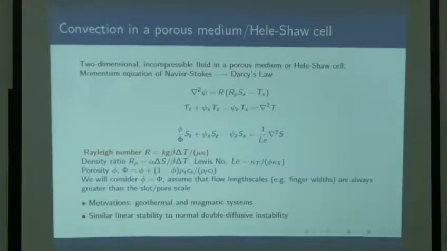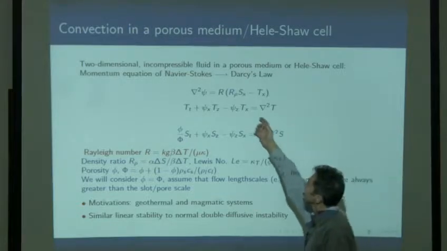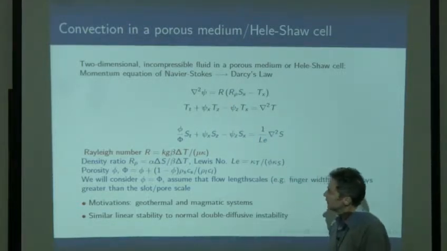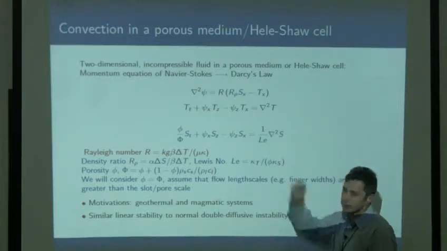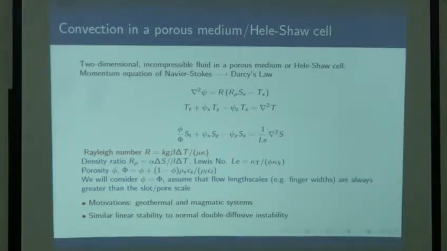Okay, so we've got a couple of parameters that we've seen several times already. There's a Rayleigh number, a density ratio, and a diffusivity ratio, a Lewis number. So I'm going to be doing two-dimensional incompressible fluid in this Hele-Shaw cell, or you might think of it as a porous medium.